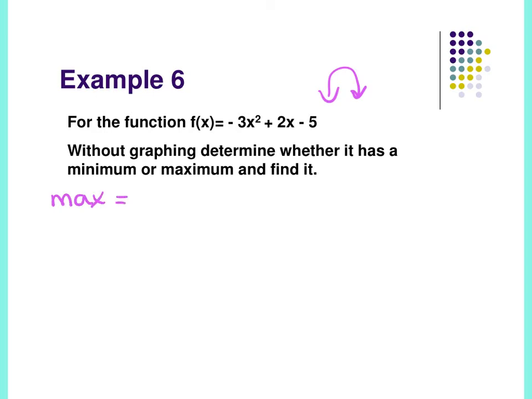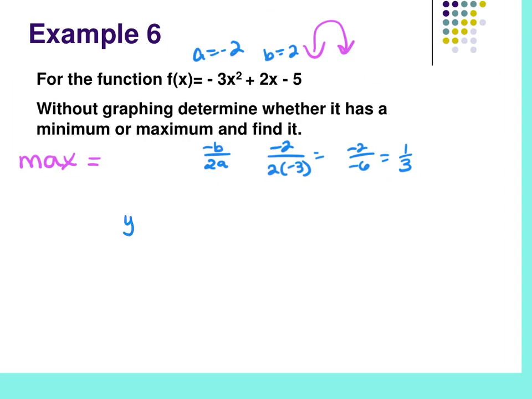Now I got to find it, okay? So negative b over 2a. A is negative 3, B is 2. Negative 2 over 2 times negative 3 gives me negative 2 over negative 6, or 1/3. That is the h coordinate of my vertex. I need to take that and plug it back in to get the k.